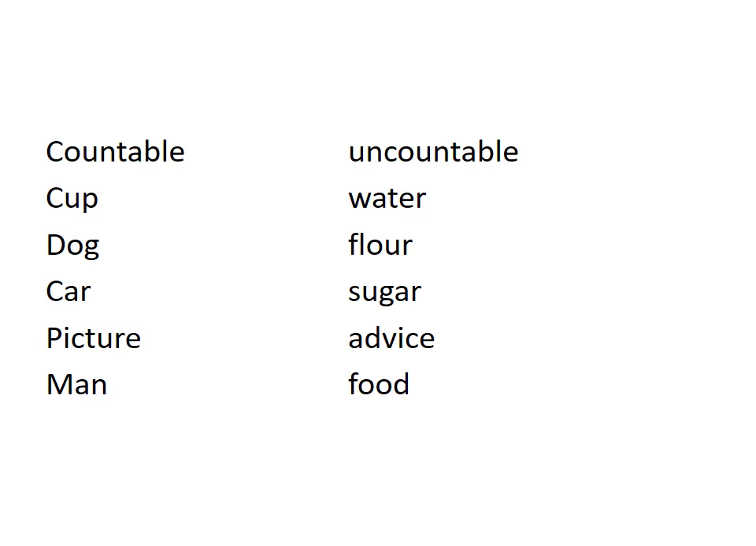On the other hand, words like water, flour, sugar, advice, and food cannot take plural forms to make them countable. So what we do in this case is to use what is called partitives. For example, a cup of, being a partitive, can be added to water to measure or to quantify it. So we have a cup of water.